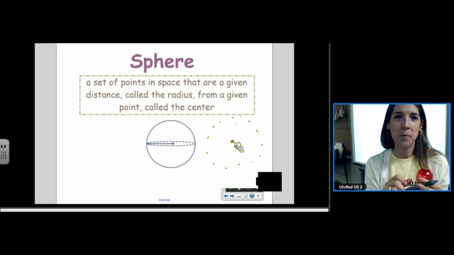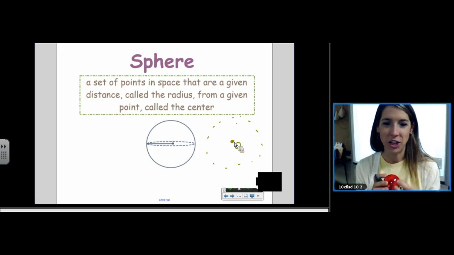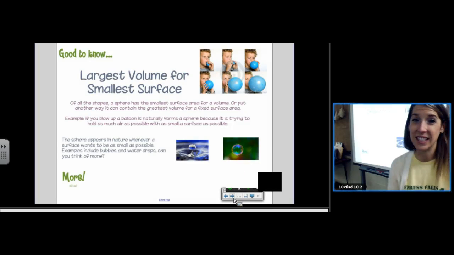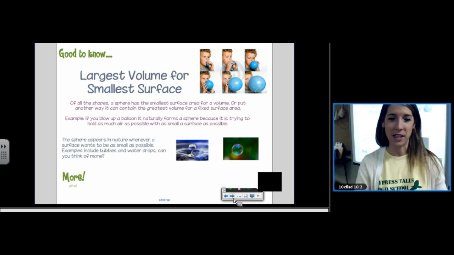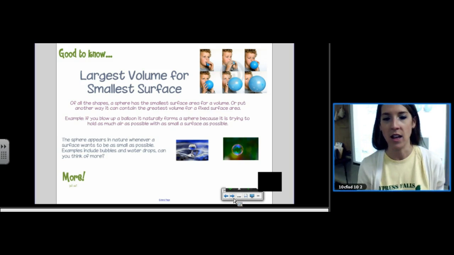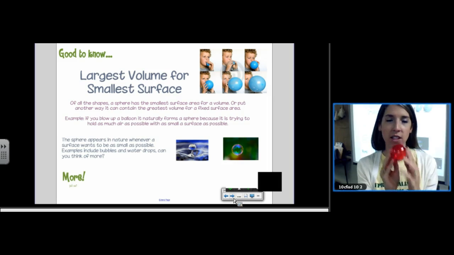I'm going to convince you a little bit more why spheres are my favorite and why they're the coolest 3D shape. So I like to be efficient. I like to spend the least amount of money possible or the least amount of time possible on something. And so spheres are the most efficient 3D solid. They have the largest volume possible for the smallest surface area.